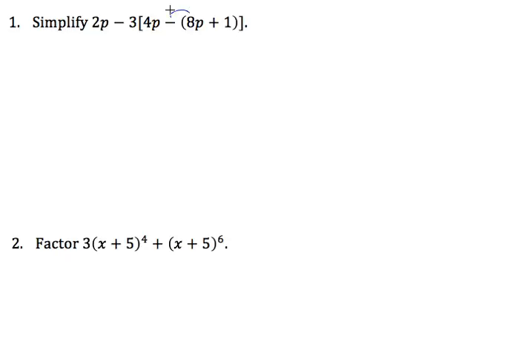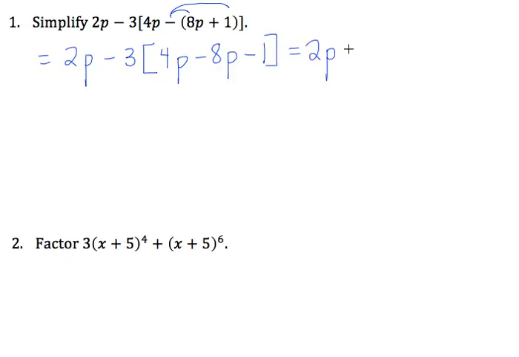I'm going to distribute this negative out over the 8p and the 1 to get 2p minus 3 parentheses 4p minus 8p minus 1. Next, I think I'll go ahead and clean this up and combine the 4p and the 8p to get negative 4p minus 1.